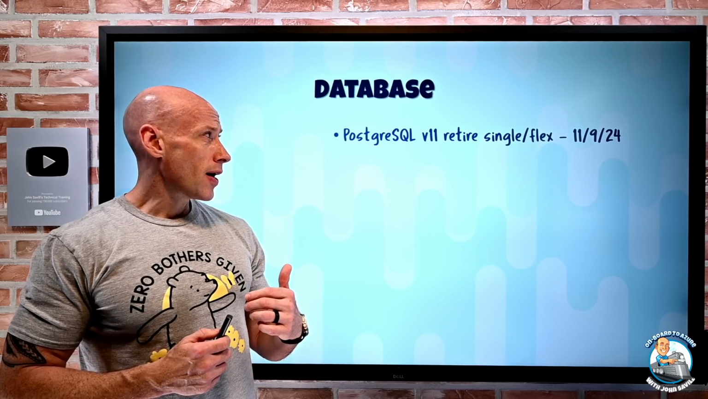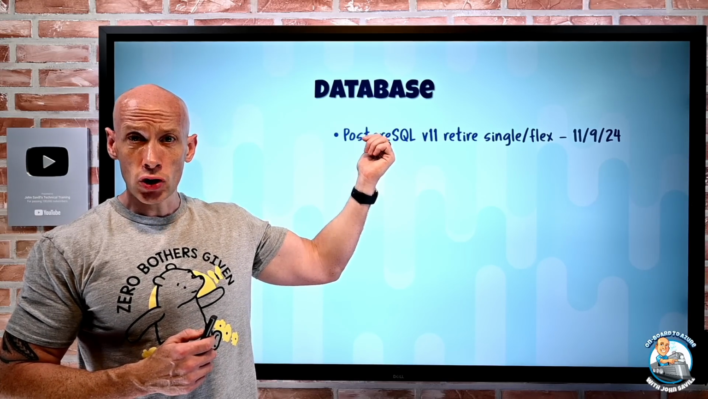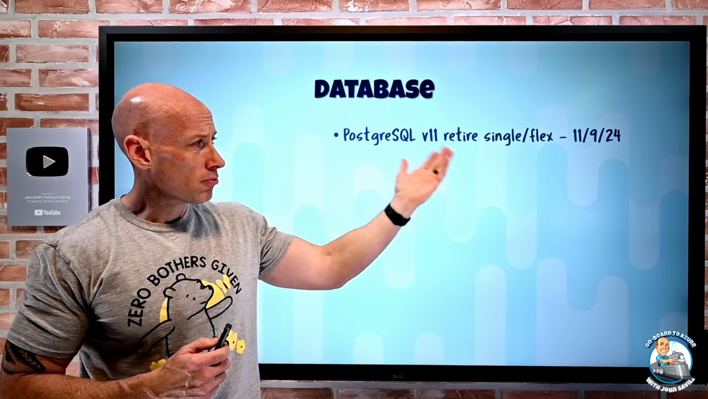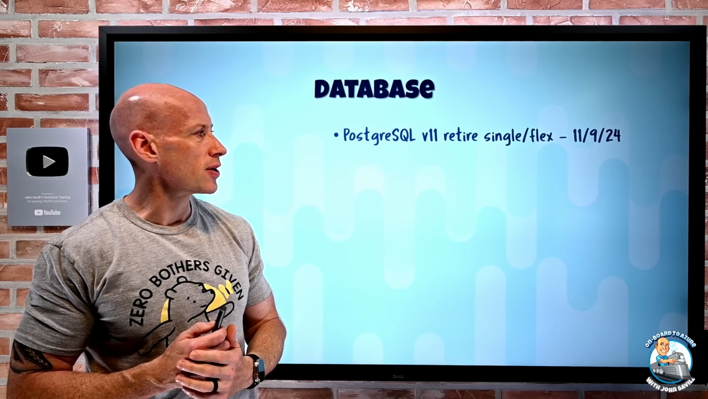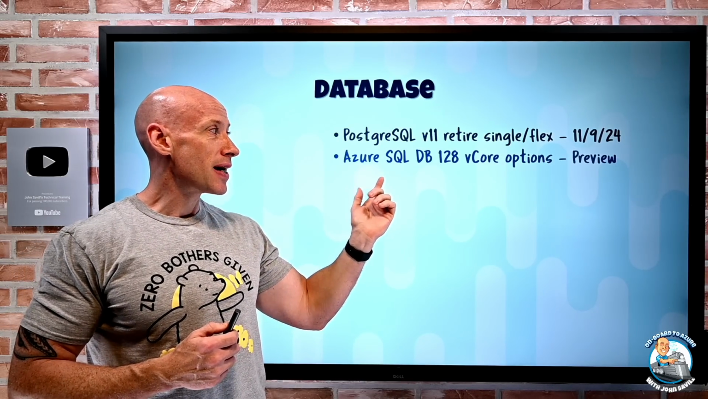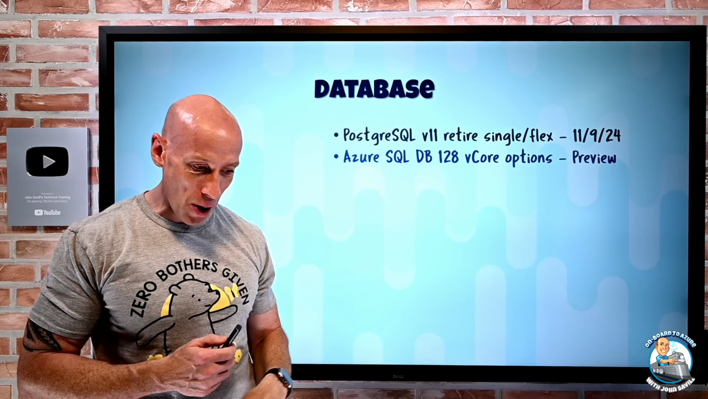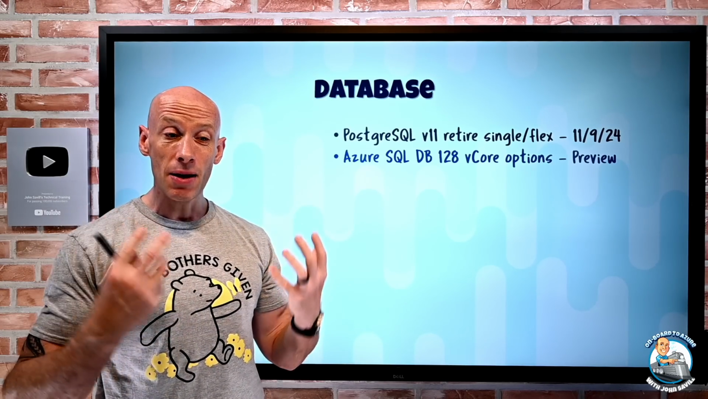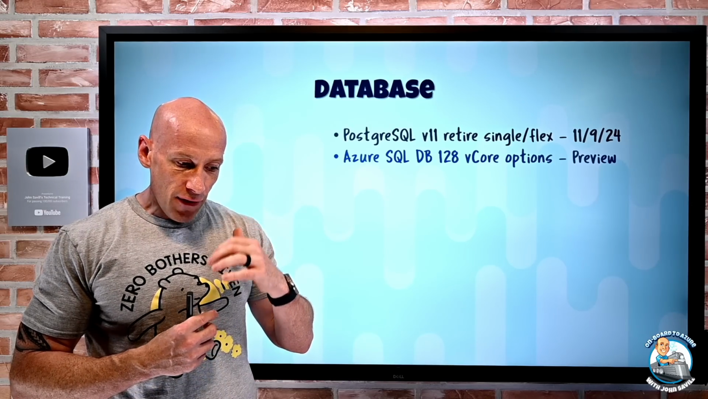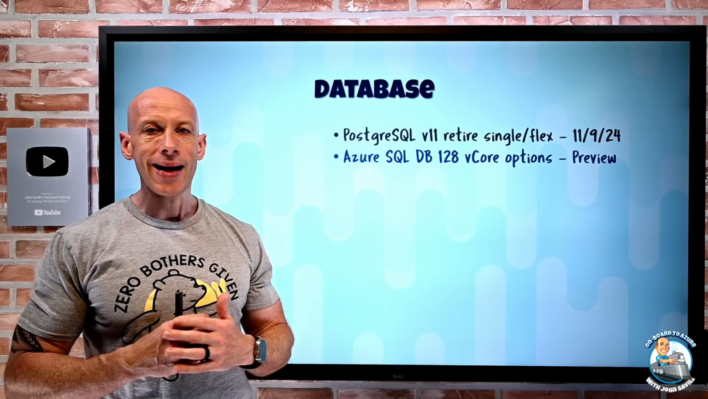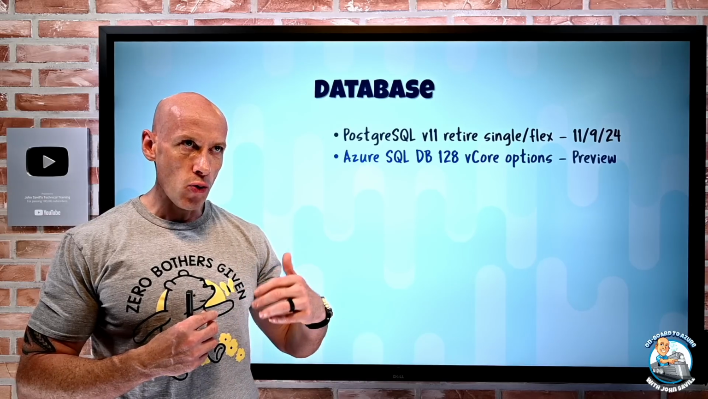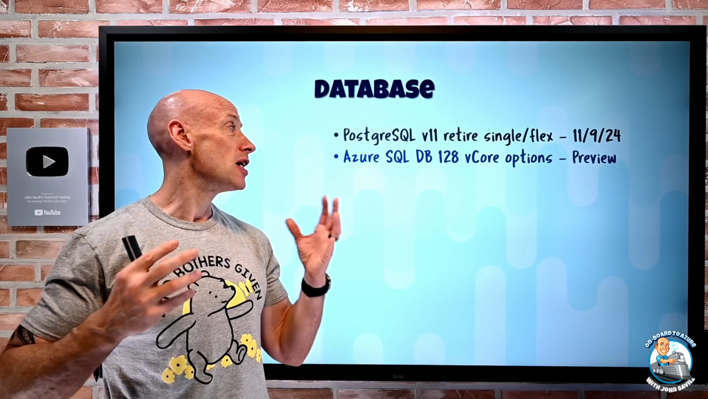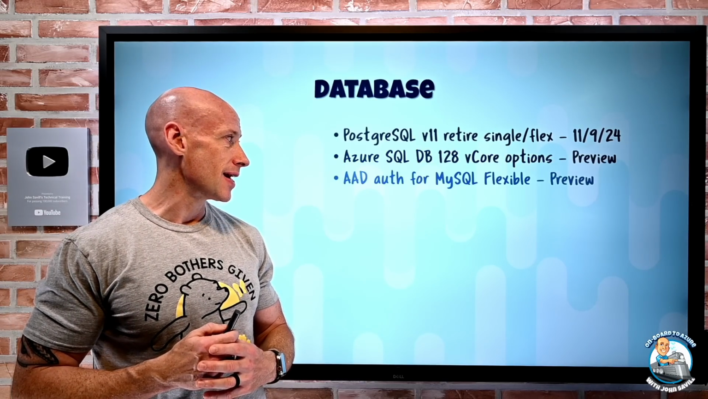On the database side, version 11 of Postgres will be retiring for both Single and Flexible, 9th of November 2024. Azure SQL Database now has a 128 vCore option. So this is 128 virtual cores, 625 gigabytes of memory, and this is available for both General Purpose, Business Critical, and elastic pools. So this replaces the old highest limit of 80 vCores and 415 gigabytes of memory. So I can just get some really, really huge Azure SQL databases in there.